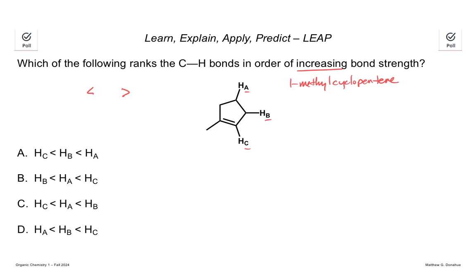So when we look at A, B, and C, the first thing I would do is just write the hybridization of the carbon next to those things. So sp3, sp3, sp2. So that means HC must be listed last. Does that make sense? So we can eliminate choices A and C.